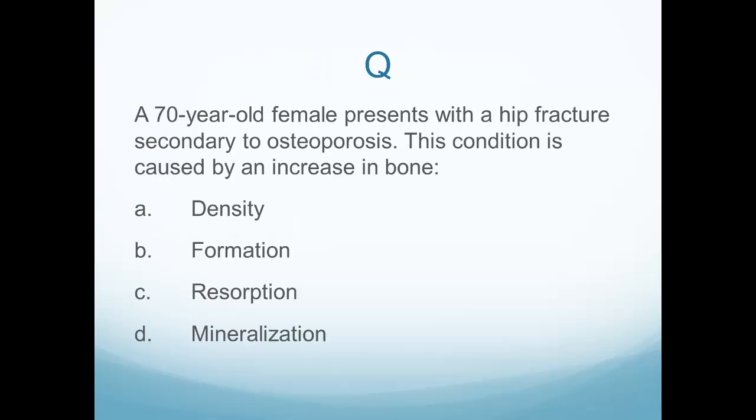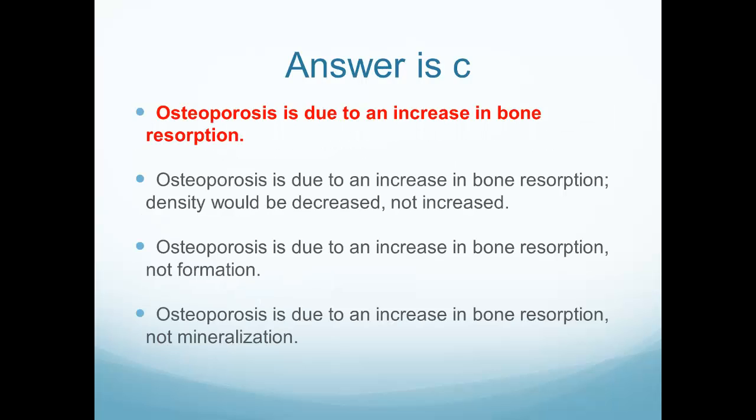How about another couple of questions? A 70-year-old female presents with a hip fracture secondary to osteoporosis. This condition is caused by an increase in bone... If you answered letter C, you're correct. Osteoporosis is due to an increase in bone resorption.